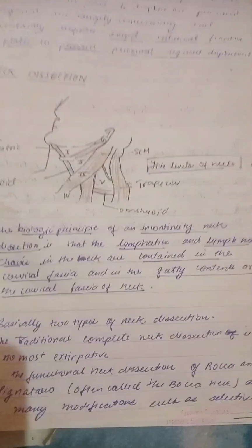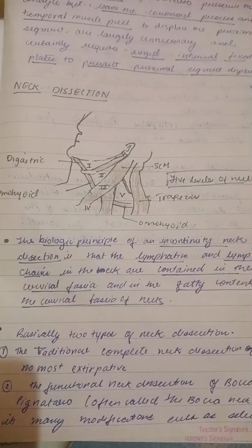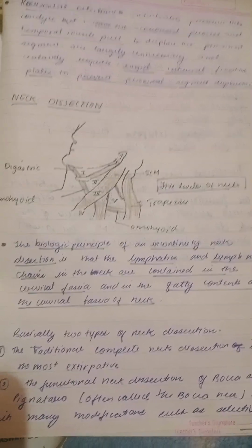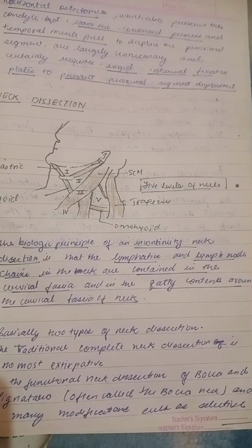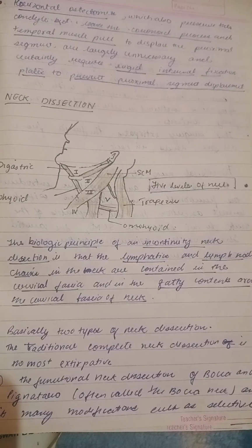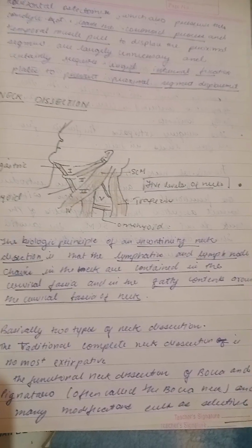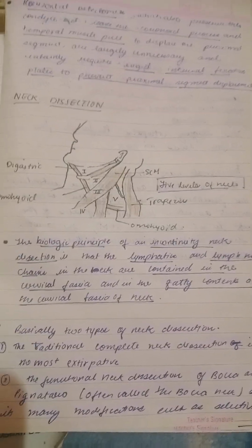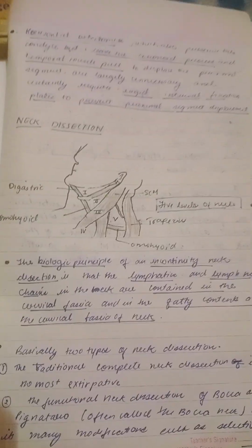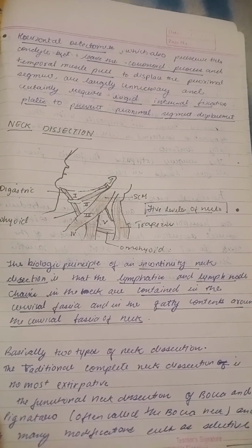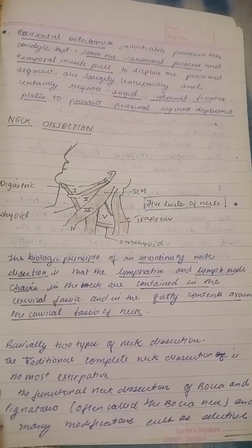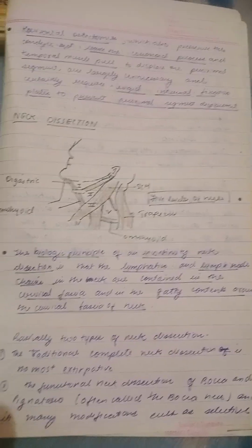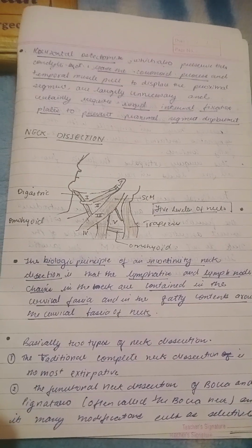These levels are important in neck dissection. Now the biological principle of in-continuity neck dissection is that the lymphatics and the lymph node chains in the neck are contained in the cervical fascia and in the fatty contents around the cervical fascia of the neck. The lymphatics and lymph nodes are contained in the cervical fascia and in the fatty contents around it. Okay, basically two types of neck dissection are there.